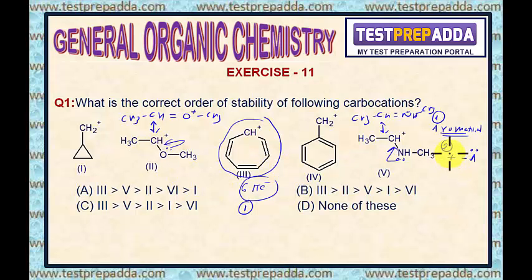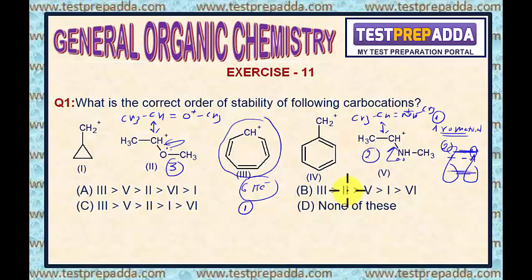So here what is happening? This empty orbital and this filled orbital delocalization, that is why positive charge density decreases. Now what is happening? Here oxygen gains positive charge, here nitrogen gains positive charge. Let me tell you, more electronegative element is less capable of holding positive charge. That is why out of these two, this one will be the more stable. So I will write this as number 2. I will write this as number 3.